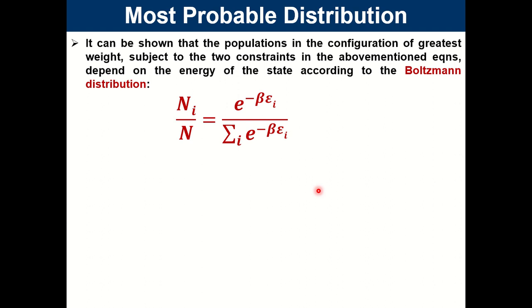Then it can be shown that the population in the configuration of greatest weight, subject to the two constraints in the above mentioned equations, will depend on the energy of the state according to the Boltzmann distribution, which is given by this. Ni is the number of molecules in energy level epsilon i, and N is the total number of molecules. So this is the expression of the Boltzmann distribution: Ni is given by this, and total N will have this expression.